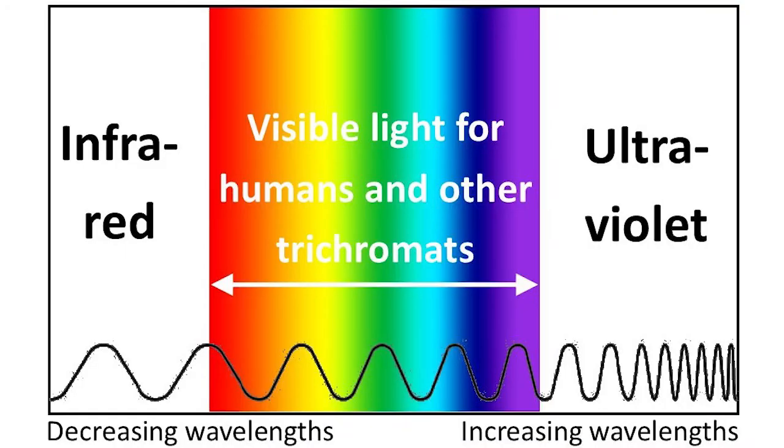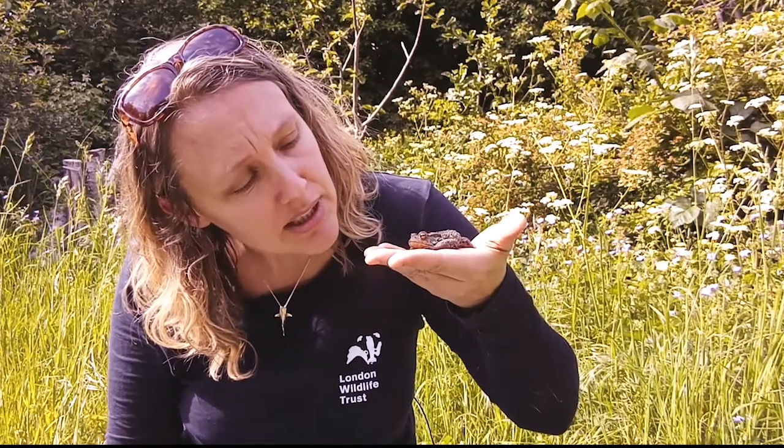Many amphibians, like this toad, birds, reptiles, fish and some insects are tetrachromatics, meaning they have 4 cone cells. Some can see infrared and some can see ultraviolet. How am I looking? Colours in nature can be important for describing different species.